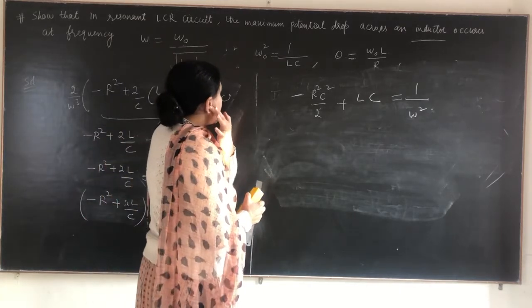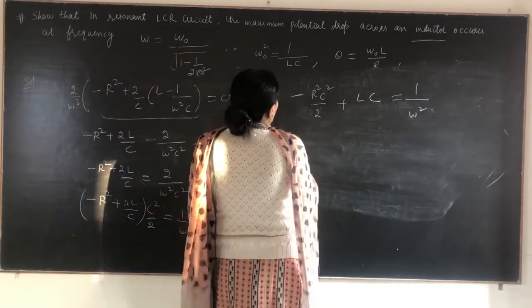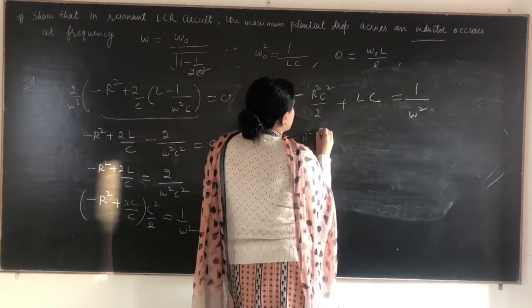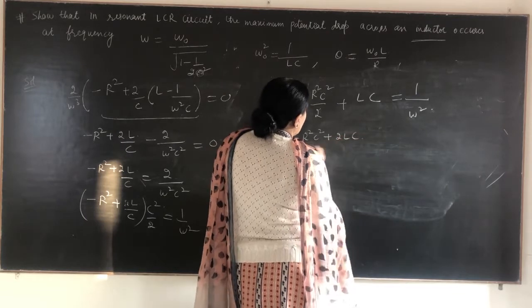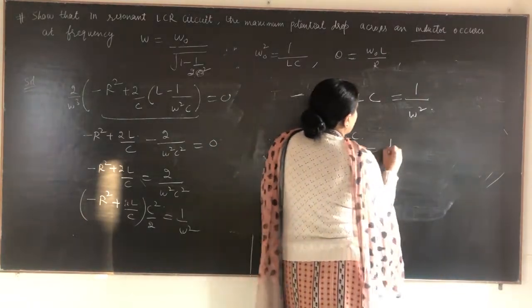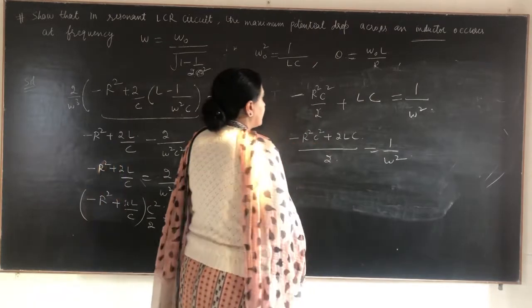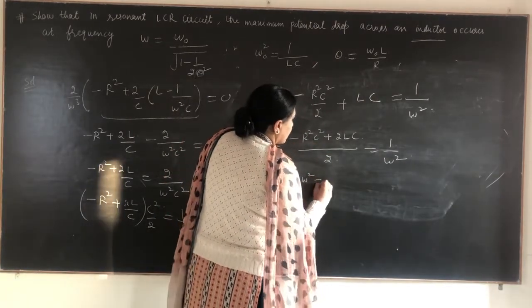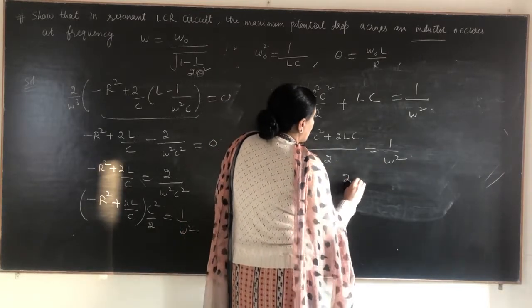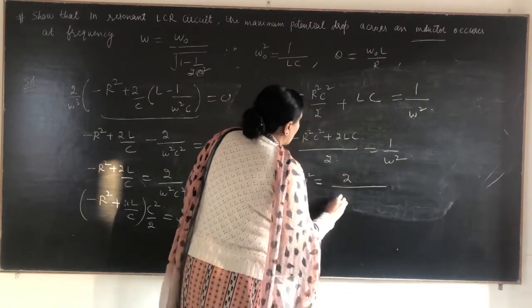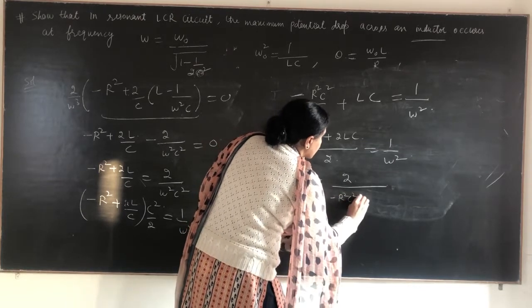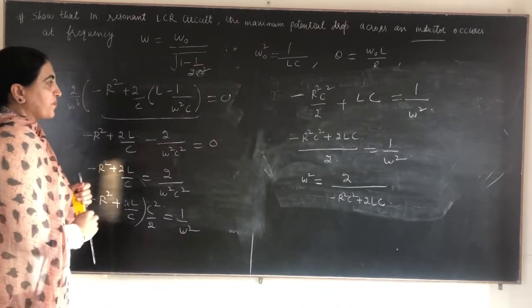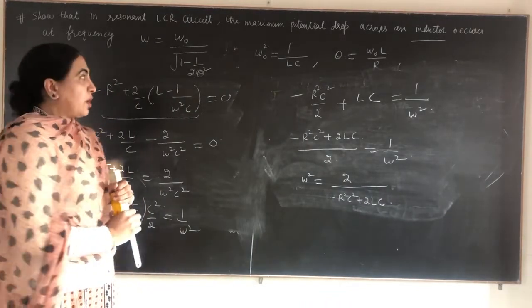Now first of all solve this. This will be equal to minus r square C square plus 2LC divided by 2, that is equal to 1 over omega square. Okay, taking 2 as LCM, omega square is equal to 2 over minus r square C square plus 2LC. Clear to all of you?